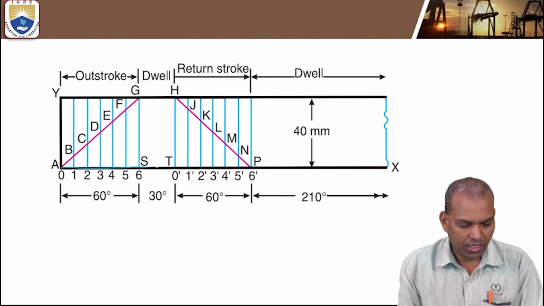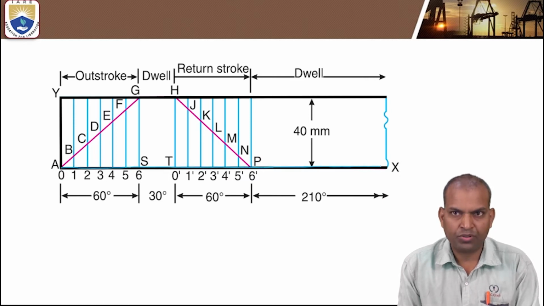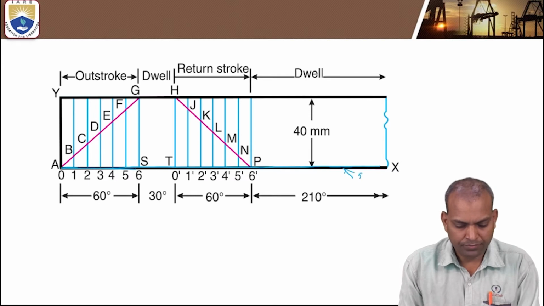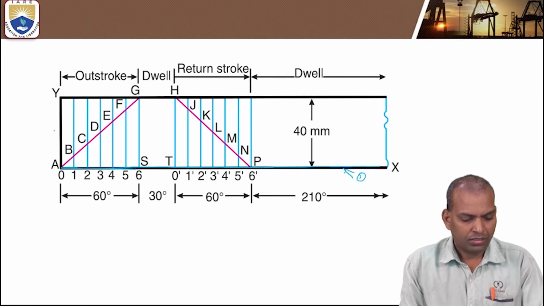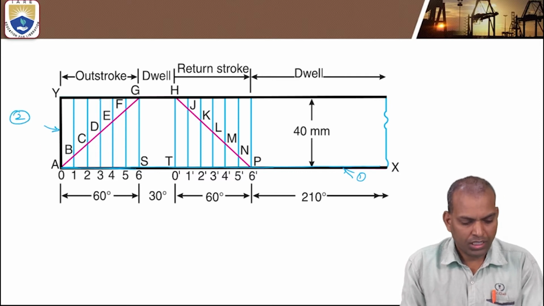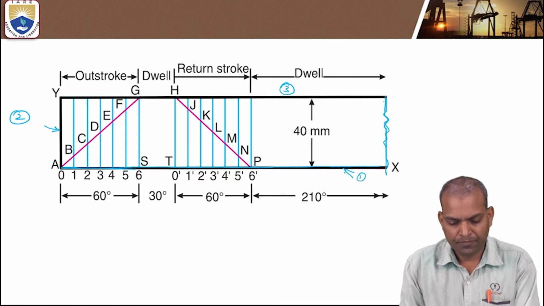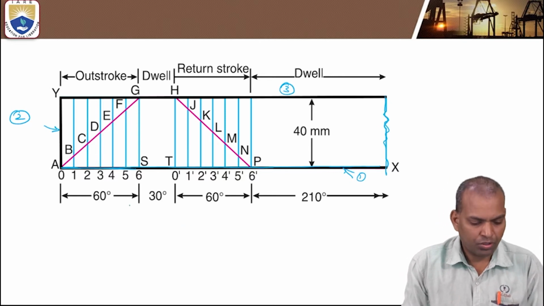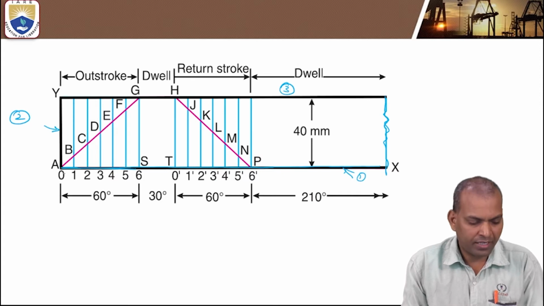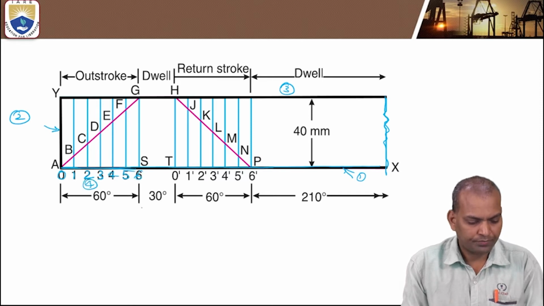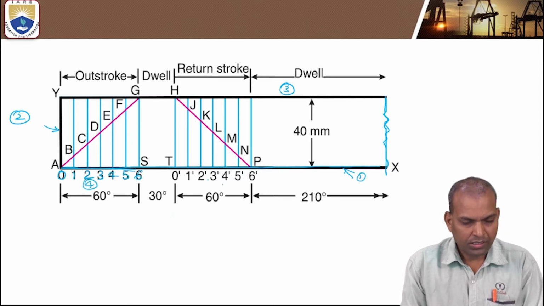Draw a horizontal line. This is the first step, step 1. Then draw the vertical line with the dimension of the lift, step 2. Then complete the boxes, step 3. After completion, what to do? The 60 should be divided into 6 parts: 1, 2, 3, 4, 5, 6. This is step 4. Similarly, the return stroke.